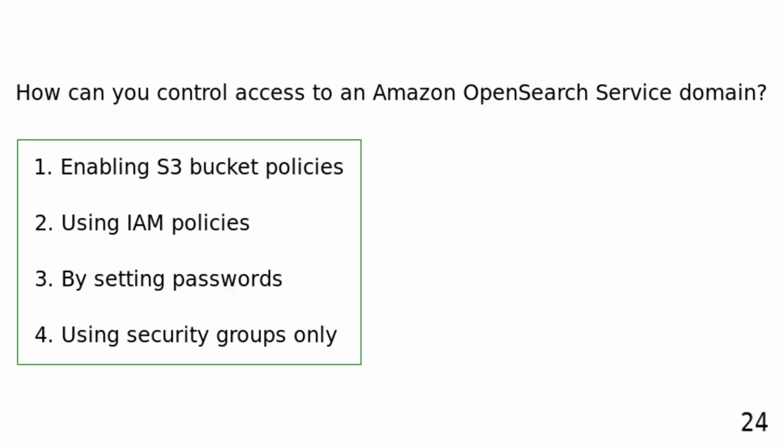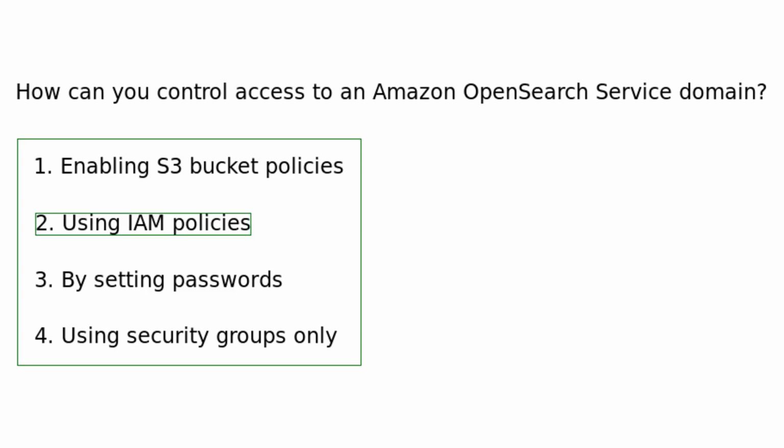How can you control access to an Amazon OpenSearch Service domain? Enabling S3 bucket policies. Using IAM policies. By setting passwords. Using security groups only. IAM policies are used to control access to an Amazon OpenSearch Service domain.